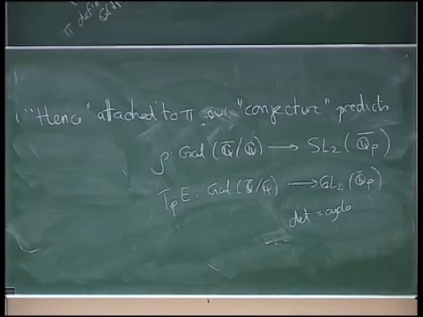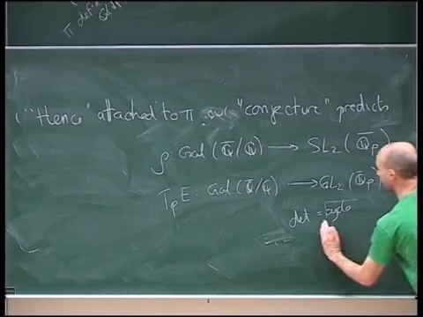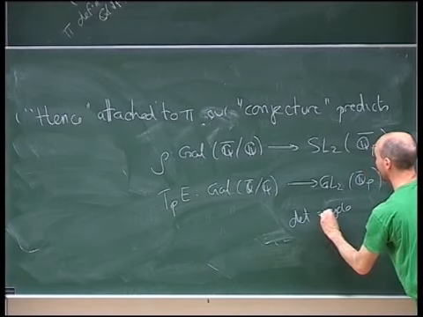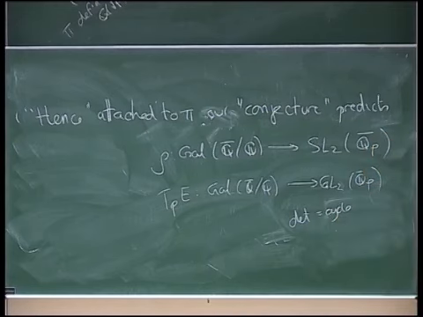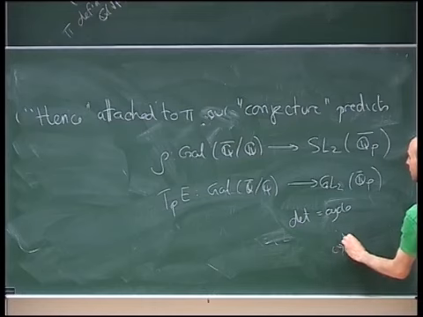And we're going to need to twist, right? We need to twist to get it from GL2 to SL2, but you can't. You can't twist because we need to twist by a character whose square is the cyclotomic character. The cyclotomic character, when you evaluate it at complex conjugation, is -1.